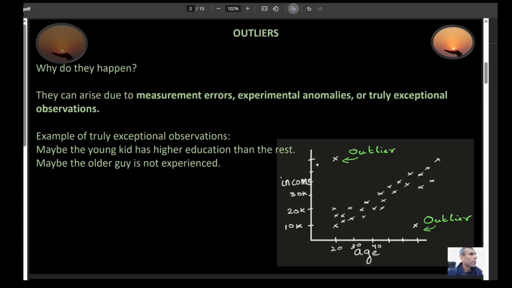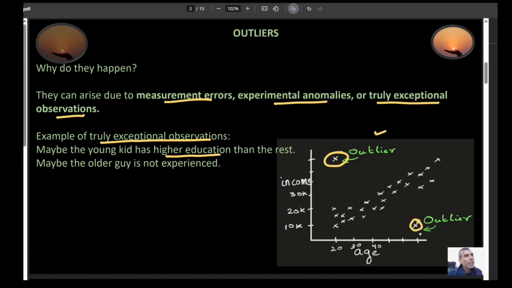So why do they happen? They can happen due to measurement errors, experimental anomalies, or maybe because of a truly exceptional observation. Let's take a look at an example of a truly exceptional observation. In this instance, maybe this kid right here is young, his age is only 20, and he's making much more money than the rest because he has a higher education. On the other hand, this guy right here is older, but maybe he does not have enough experience. That's why his income is low.